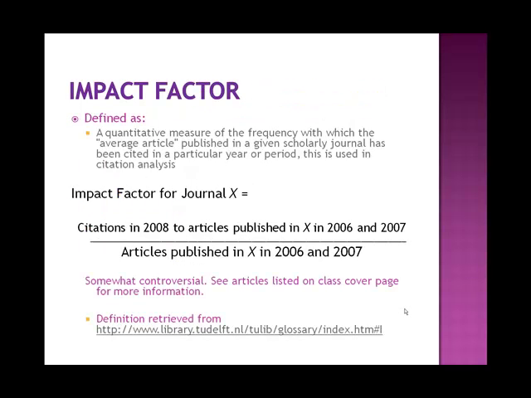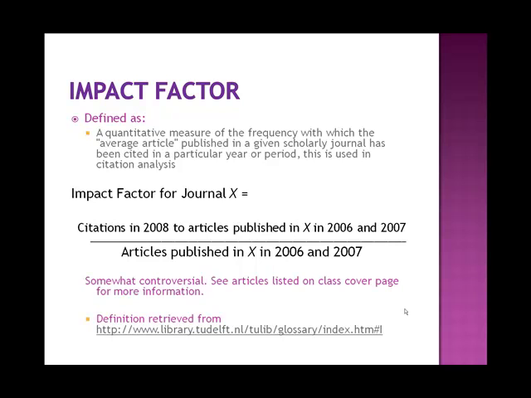Impact factors are a quantitative measure of the frequency with which the average article published in a given scholarly journal has been cited in a particular year or period. It's often used in citation analysis. It's a little confusing, so I've put a diagram here that shows you a little bit more of how the impact factor is figured out.